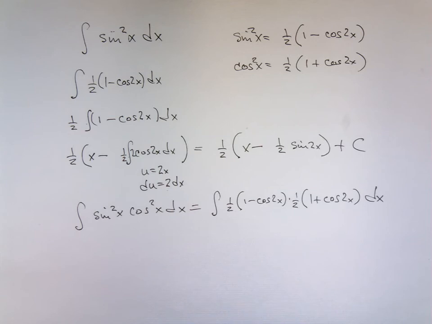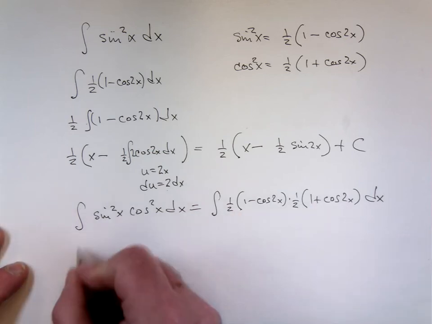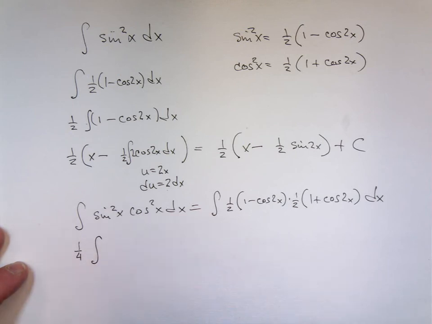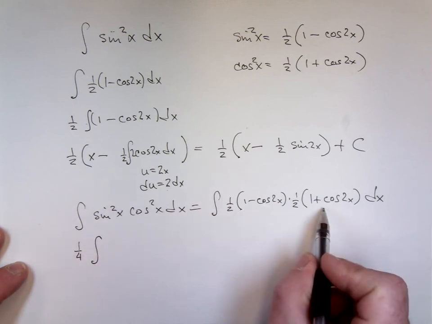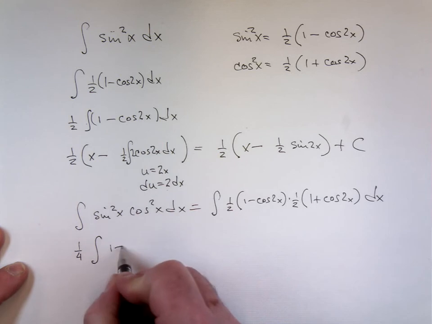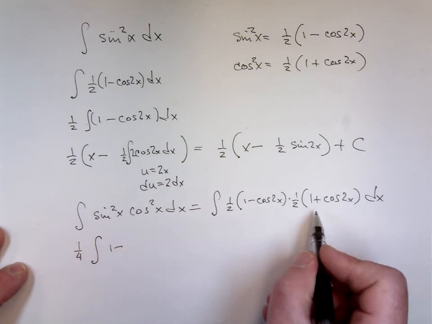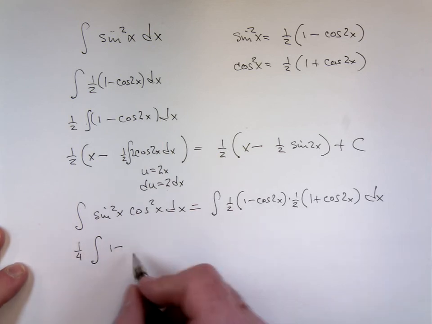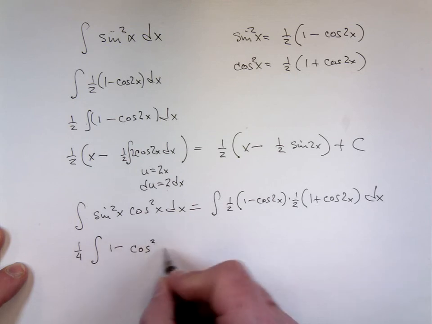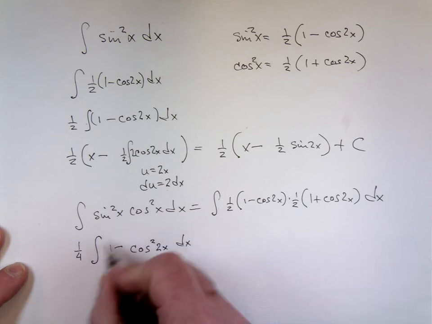Okay. So now what? 1/2 times 1/2 is 1/4. I'm going to multiply this out. I've got 1 minus, now I got plus and a minus here, so they've got no middle term, cosine squared of 2x. If you fold all that out, the middle terms will cancel, and that's what you're left with.